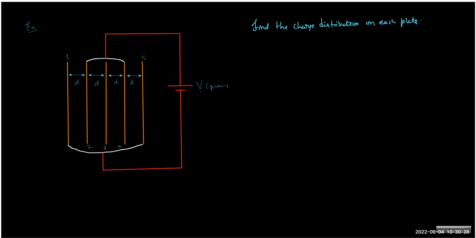So I will time up. I'll not solve. So again, the process remains the same. I'll always start with the outermost, right? Because this is 0, we know.